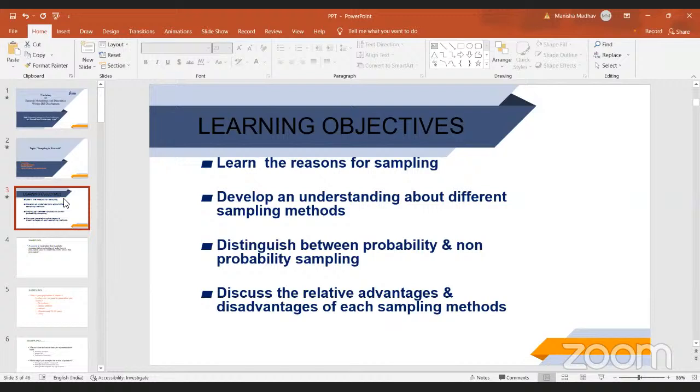The main objectives will be to learn the reasons for sampling, to develop an understanding of different sampling methods, and to distinguish between the two broad types of sampling, that is probability and non-probability sampling. And at the last, what are the relative advantages and disadvantages of sampling in research?